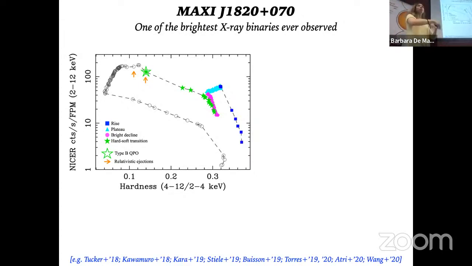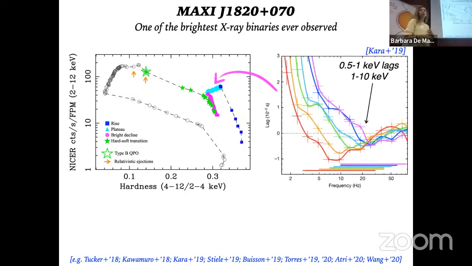And NICER could monitor it very well. This is the hardness intensity diagram for this source made using only NICER observations. As you see, there is a very good coverage of all the different phases of the outburst. Of course, this attracted the attention of all the community, so there are a lot of papers that have been published on this source. But for our goal, this is one of the most important papers.